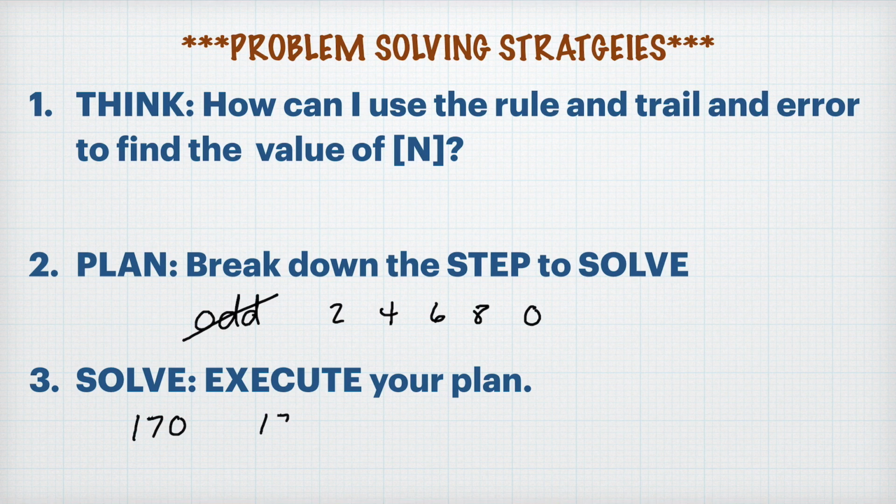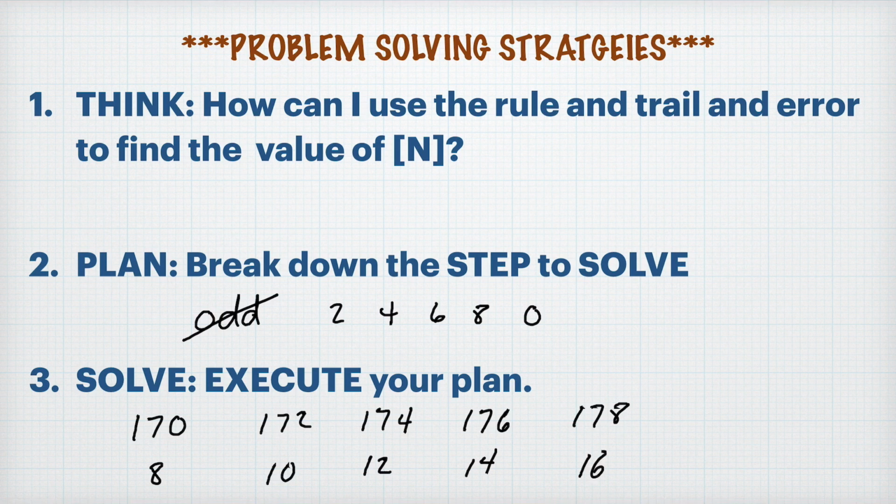So 170, 172, 174, 176, and 178. We add all these up, we're going to get 8. We add the digits on 1, 7, and 2, we get 10. 1, 7, and 4, we get 12. 1, 7, and 6, we get 14. 1, 7, and 8, we're going to get 15 plus 1 is 16.